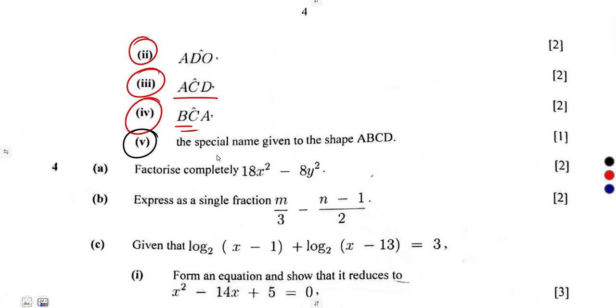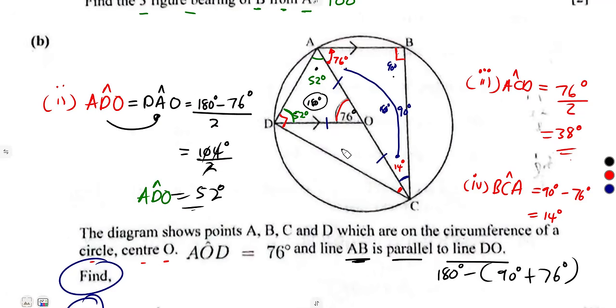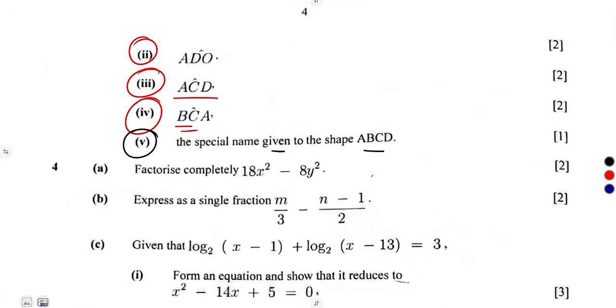All right. The special name given to the shape ABCD. We have the 90 degrees and 90 degrees there. Remember, this is 90 degrees at D and 90 degrees at B. So that's a kite that we are forming here. These ones give 180, and this diameter here is going to be a line of symmetry, one line of symmetry. So this one is going to be a kite. So the special name there was a kite.